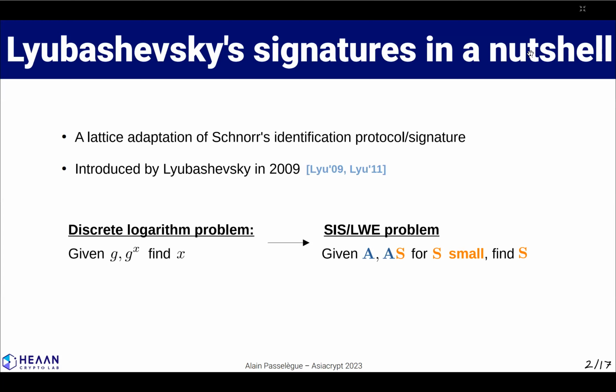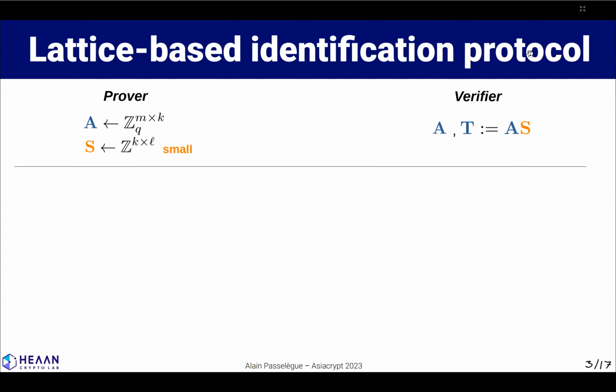And so the problem is to recover the solution S. So it's basically the same as discrete log, except that now you have an additional constraint, which is that the secret is small. All right, so let's have a look at how the underlying identification protocol works. So the prover is basically given the secret key, so the small S. And the verifier is given the public parameters, which are the matrix A, the large matrix A. So orange is small, blue is large, and the target T, which is A times S.